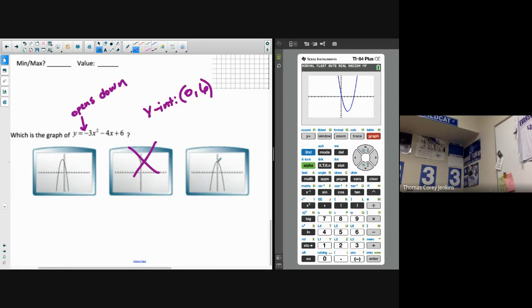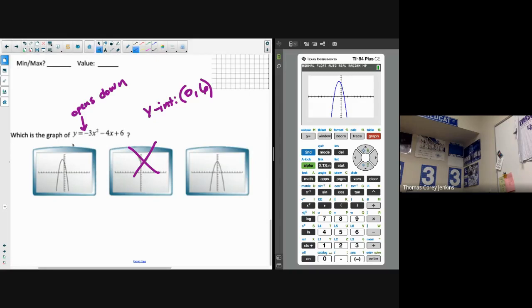So we don't have enough information here just to answer it. So let's go ahead and just punch it in and see what's what. We could get fancy and find the axis of symmetry, but let's just go ahead and punch it in and do it the easy way. So negative 3x squared minus 4x plus 6. And so it's going to be this one right here based on what we see on our screen there.